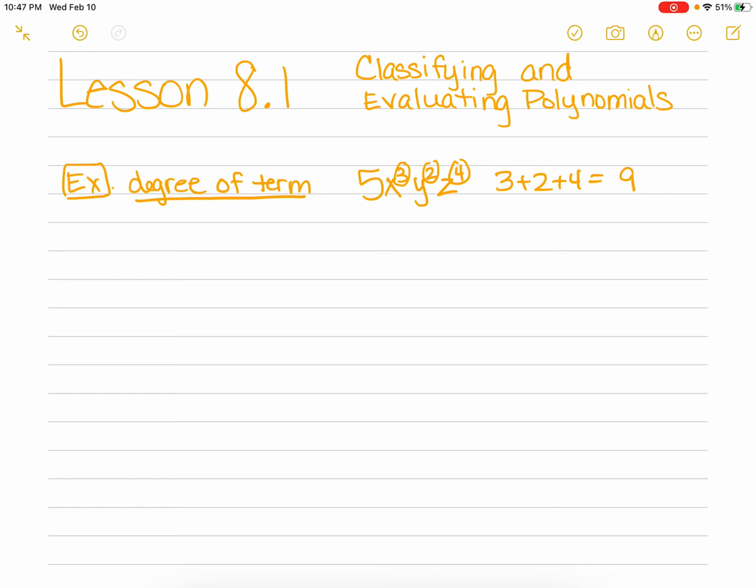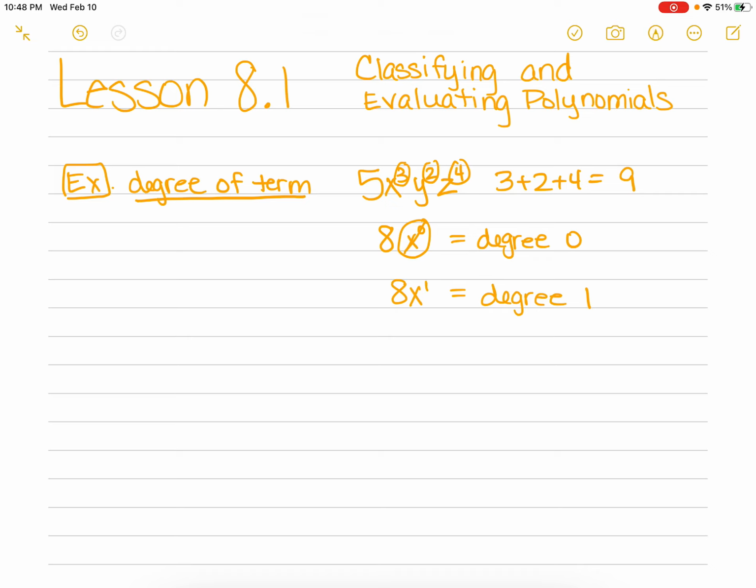Okay? Now, if I had another example, like if I just had the number 8, I don't have an exponent there, and I don't have a variable there. So you would say the variable is like x to the 0 power. So this degree is 0. Now, if I just had an x, then my degree is 1, because if you have the x there, then that's like the power is 1, right?